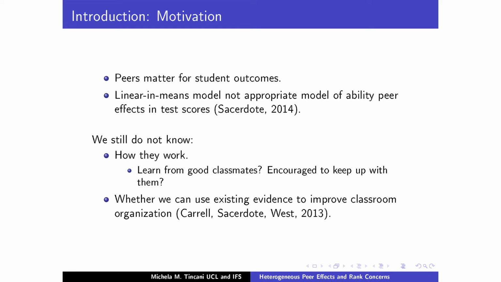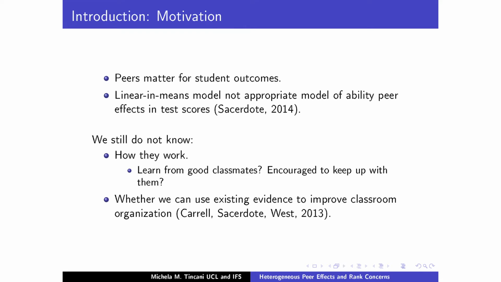For example, if we see that when we put good classmates together, other people do well, is it because we learn from good classmates? Or is it because maybe we're encouraged to keep up with them because they're good, we want to be like them? We don't know what the mechanism is. And why do we care? We care because different mechanisms have different implications for policy.